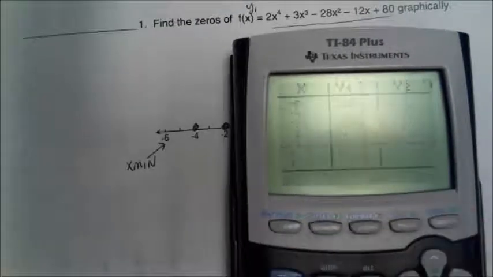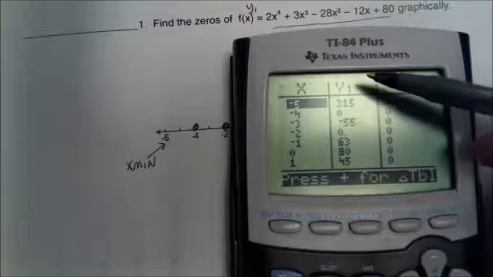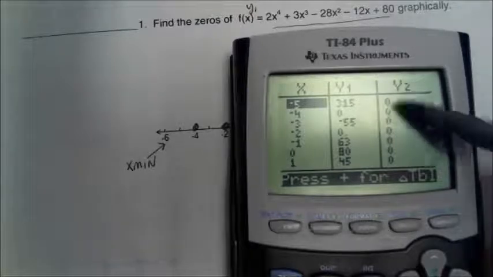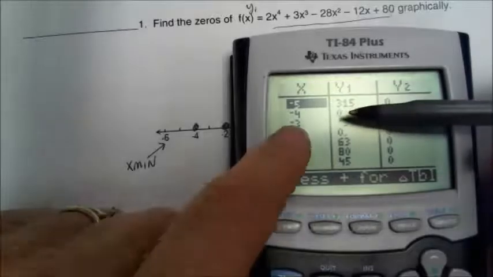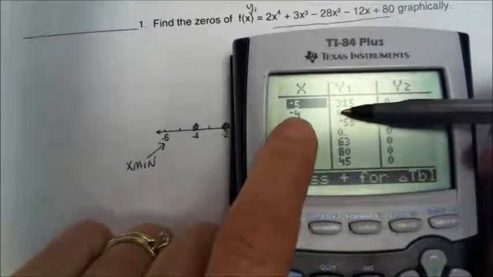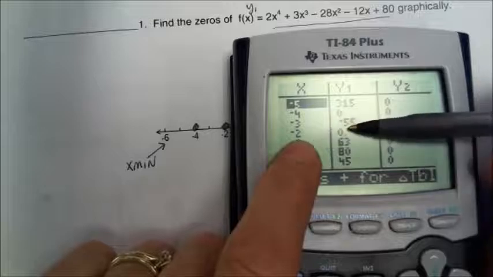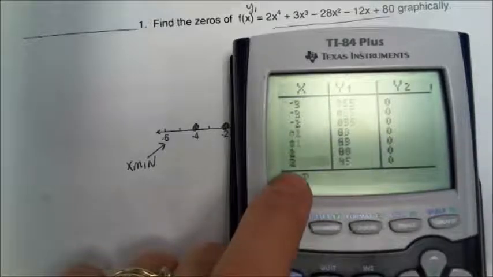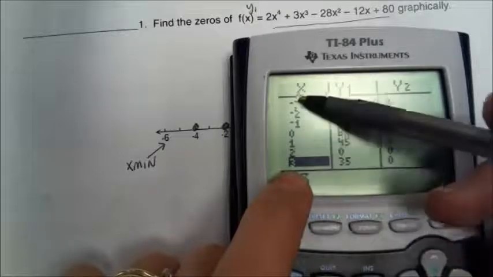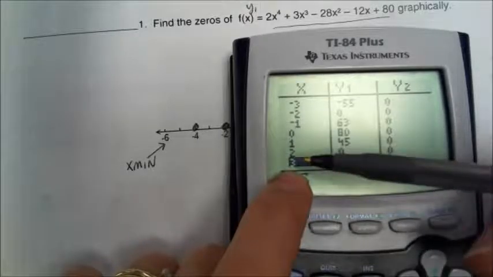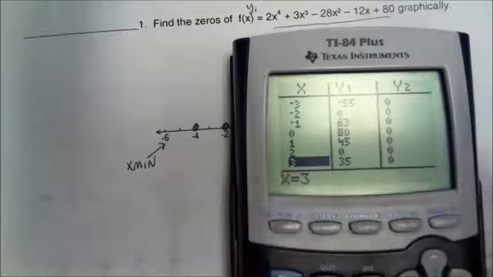So second table, and here's another way to look to see where the zeros are. All those y2s are zeros because that's what we put in. But the y1, remember at -4 it touched the y-axis. At -2 it touched the y-axis. And down here at positive 2 it touched the y-axis. And you can't see 2.5 because these x values are going up by 1s. So that's another way to see that.